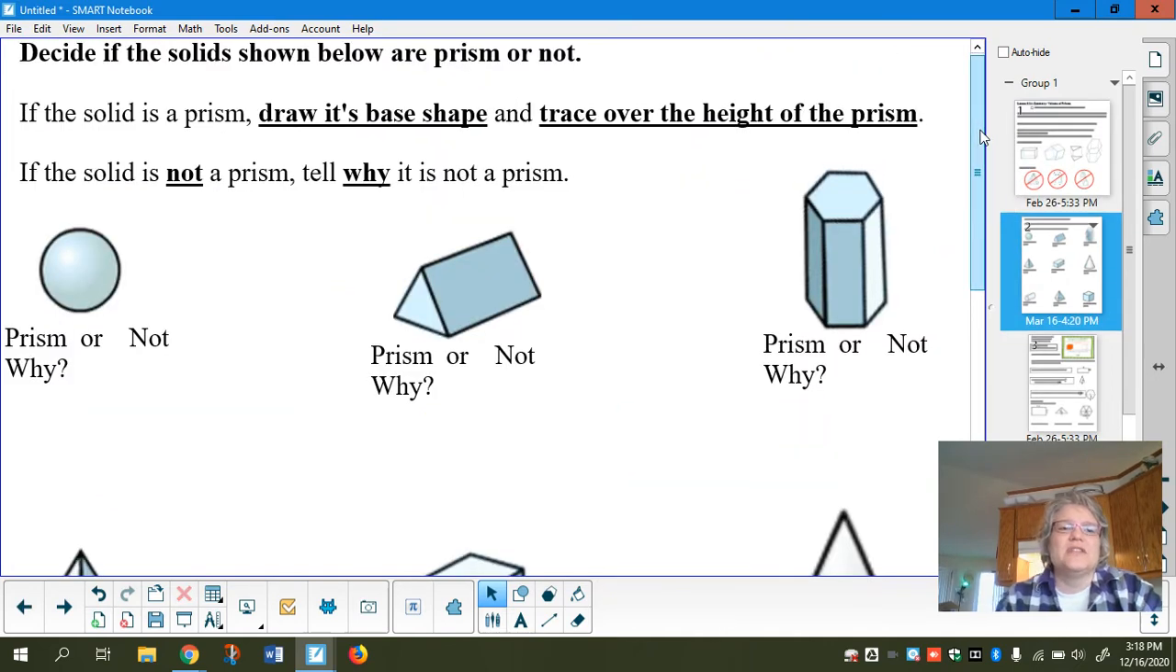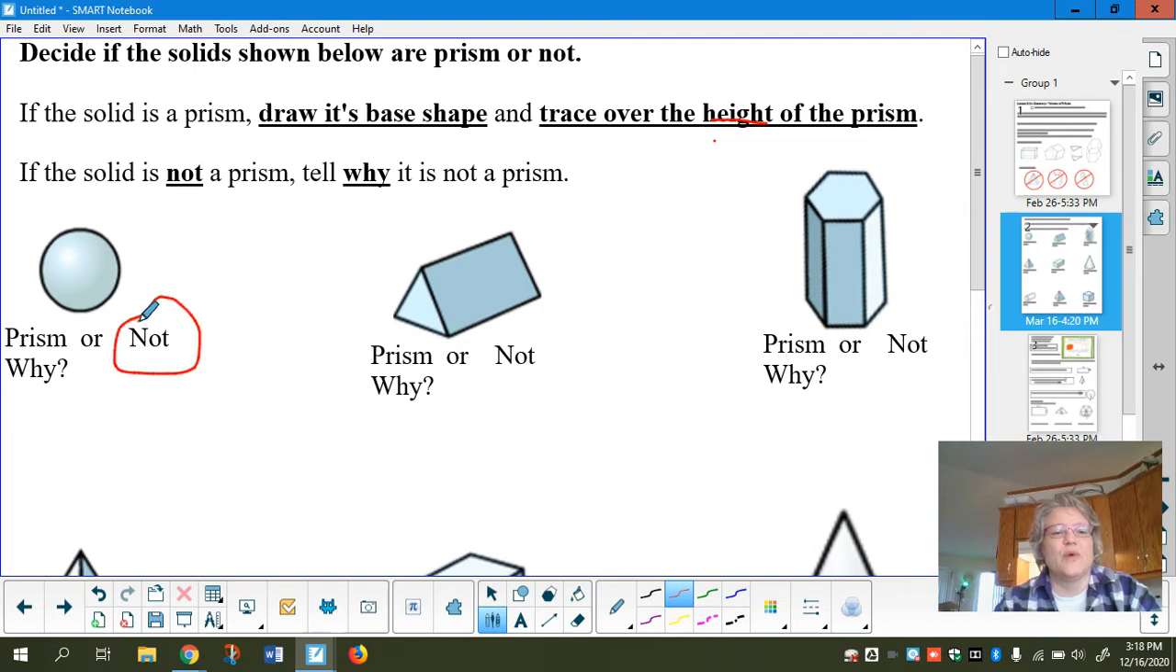Decide if the solid shown is a prism or not, and if it is, trace over the base shape and the height of the prism. If it's not a prism, tell why it's not a prism. So I'm going to get red for my height of the prism, and then I can circle. So this is not a prism. Why not? Because it's round. Round is not a prism.